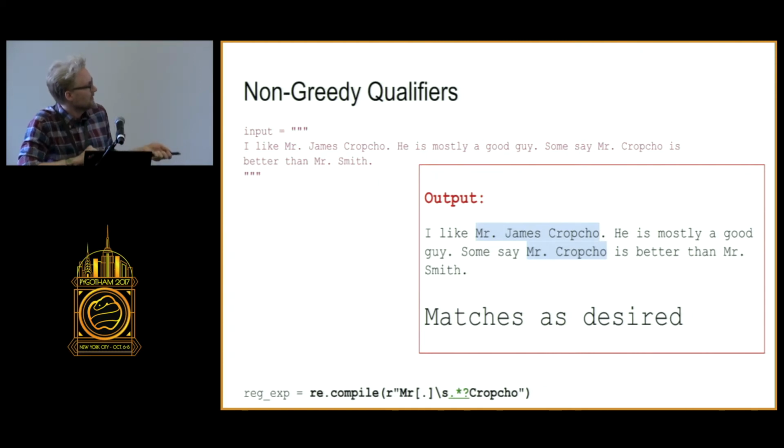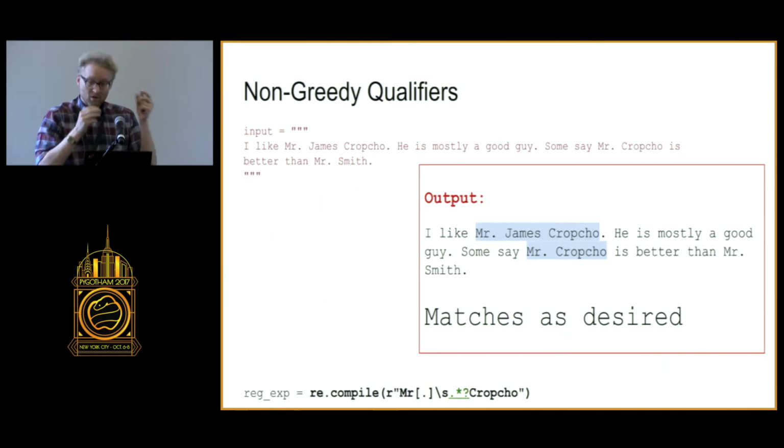And so here we have a green highlight again, an underlined green highlight, where we're matching any character, 0 or more, to accommodate for Mr. Kropcho. And we have the non-greedy qualifier, the question mark next to it.